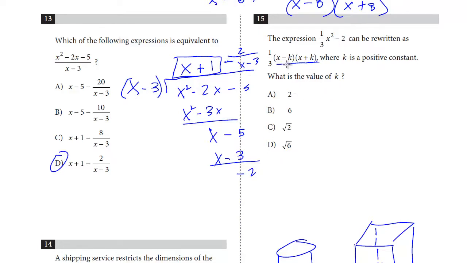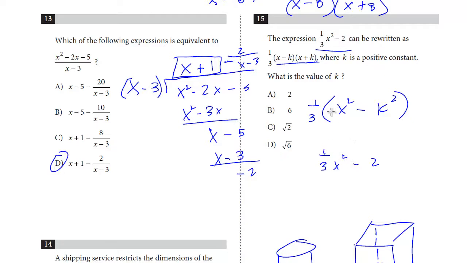And so let's think about multiplying this out. We get x squared, the middle terms will cancel out because we get plus kx minus kx, but then we get minus k squared. So I think that's the first step. And then we're going to multiply this whole quantity by 1/3. And we want to get this equation, which is 1/3 x squared minus 2. So we're pretty close right now.